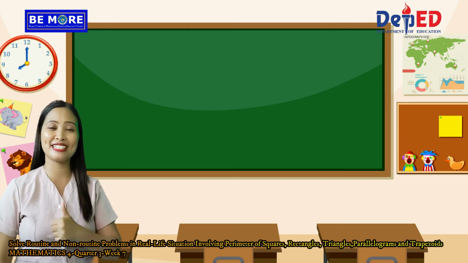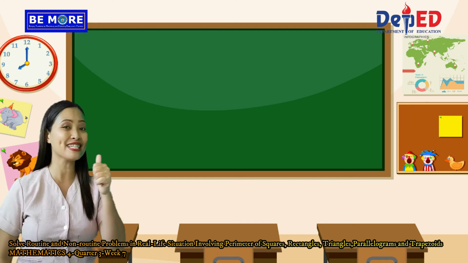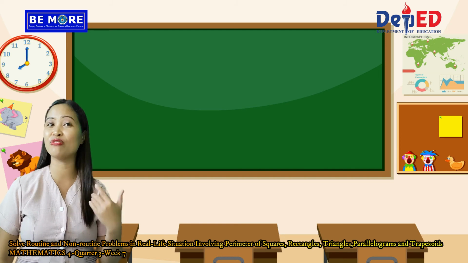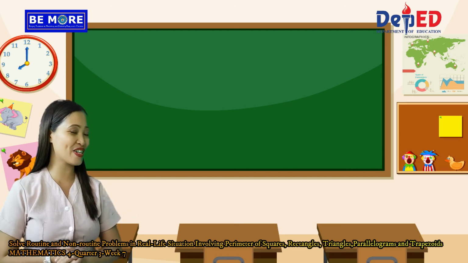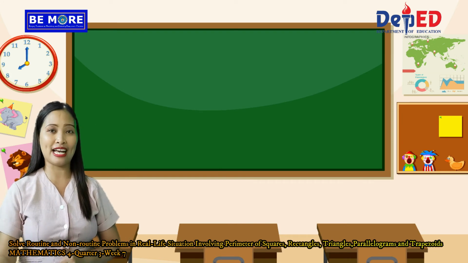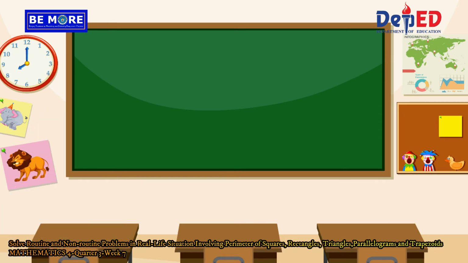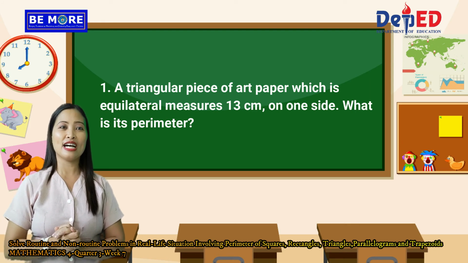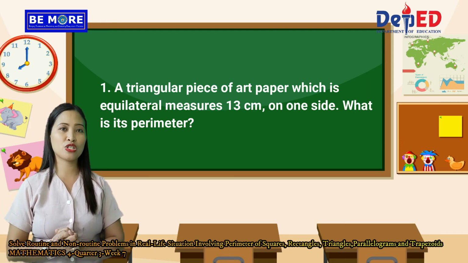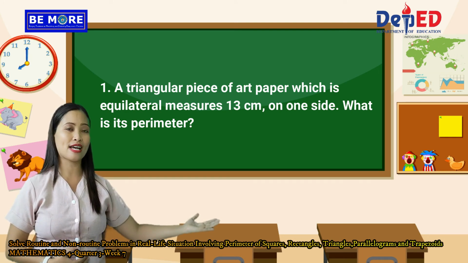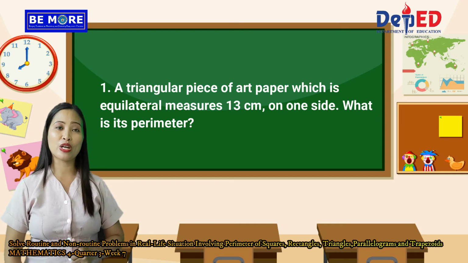But your problem is not over yet. I have one last task for you to do. It's time to test what you have learned. Are you ready? You can do this! Just read and analyze each problem, then solve. Question number 1. A triangle piece of art paper, which is equilateral, measures 13 centimeters on one side. What is its perimeter?